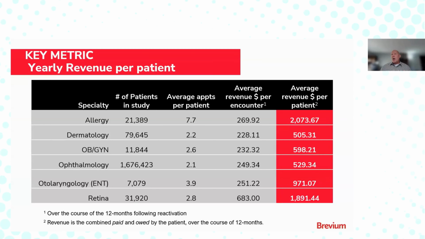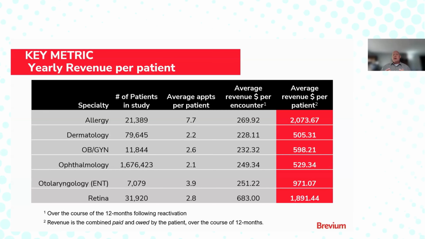So you can see on the far right column over here that the average revenue per patient is rather significant per year. I'm going to hone in on dermatology a little bit here because we're going to look at a dermatology case study. When we're talking about dermatology, a patient typically comes in 2.2 times per year. Their average revenue rate per encounter is about $228. That's an annual revenue rate of about $505. So this is a pretty significant opportunity. You can see the revenue opportunity for OBGYN, ophthalmology, otolaryngology, and retina.